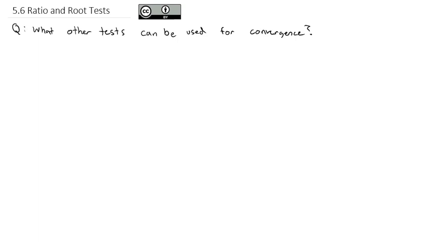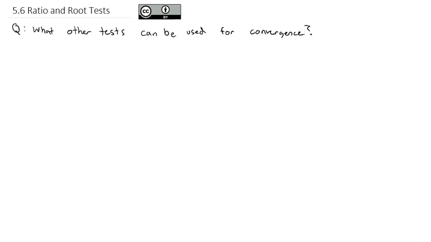We started with the divergence test to see if the limit goes to anything but 0, then it definitely diverges. But if it goes to 0, it's inconclusive. So we could use the integral test if we could take the integral easily. We could use a comparison test to see what's happening compared to a known series, whether by dividing or being smaller or bigger than that known series.